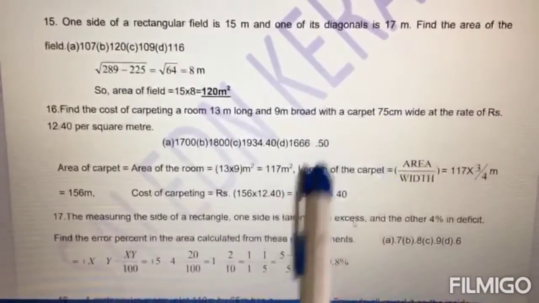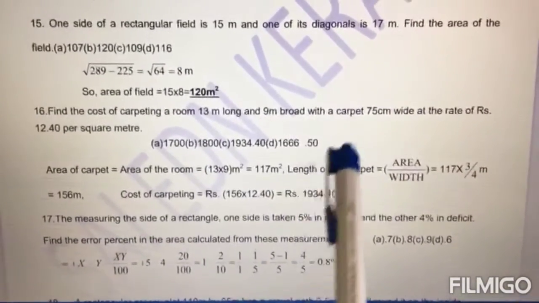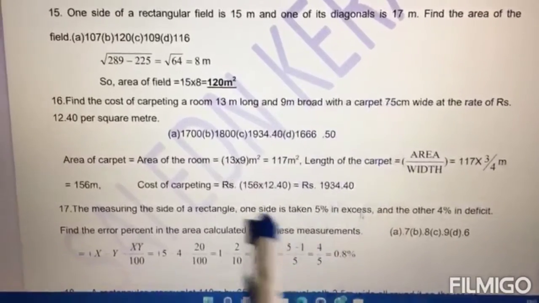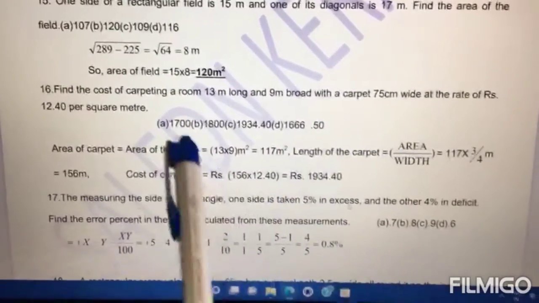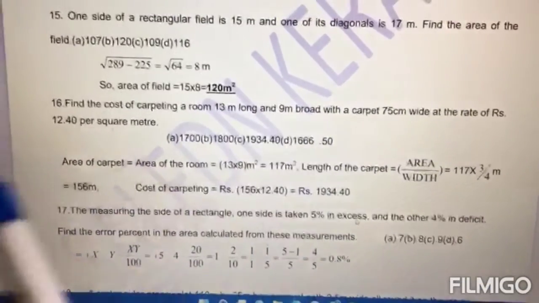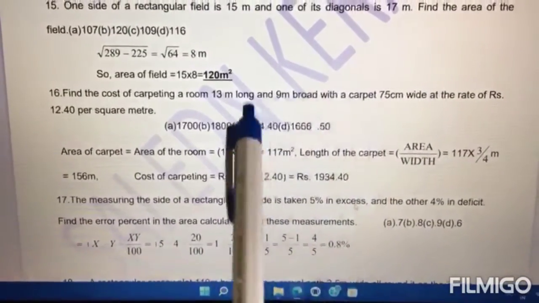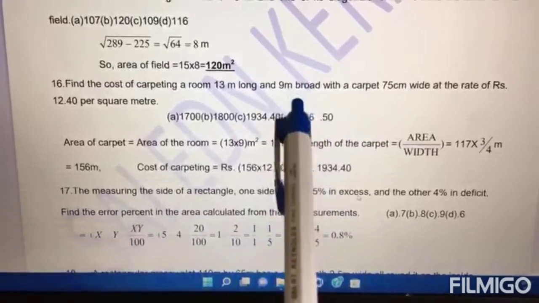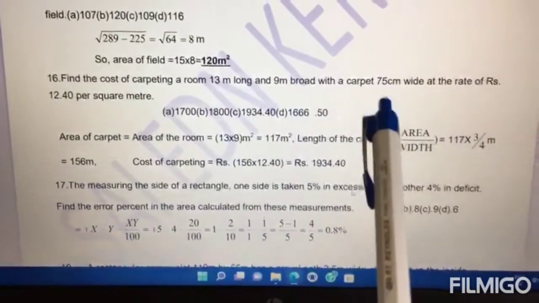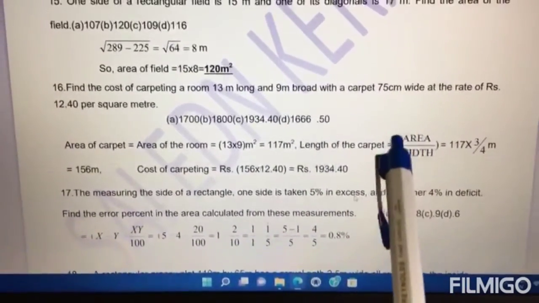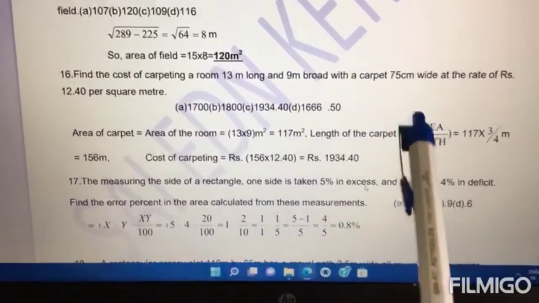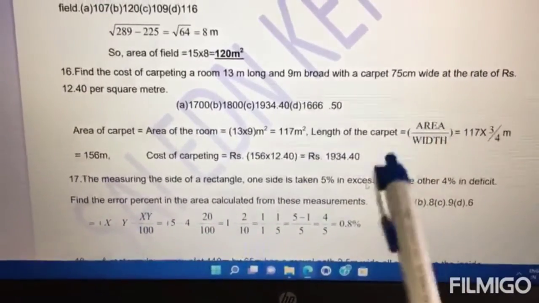So we can assume that first of all the carpet should cover the entire area of the room. What is the area of the room? 13 into 9. So we have to find the measurements of the carpet. We have to find the width of the carpet, or the breadth of the carpet. How would we get that?